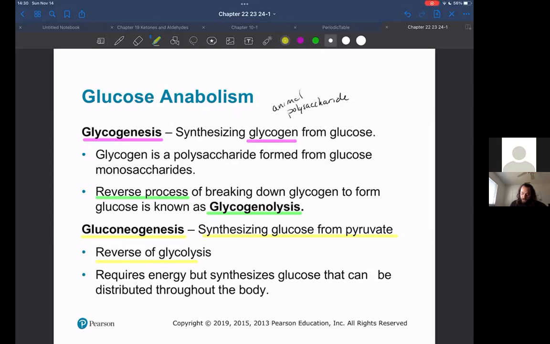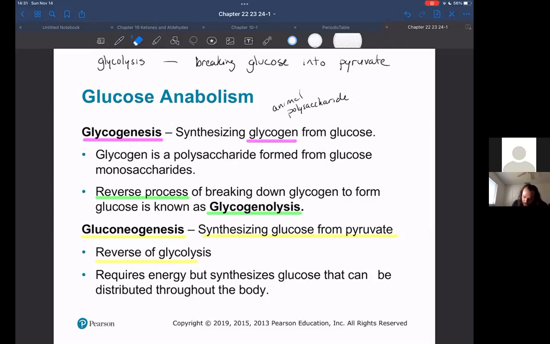Okay. Before we talk about these individually, let's make sure we got all this terminology that's really, really similar, right? So we have glycolysis, and this is breaking glucose into pyruvate, glycogenesis, glycogenolysis, and then gluconeogenesis. So let's just pick apart these words real quick.